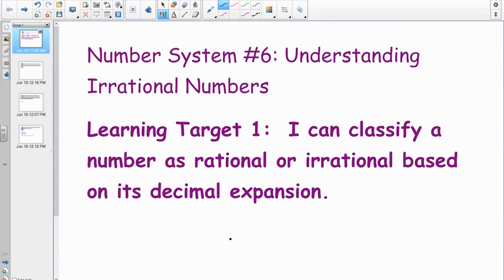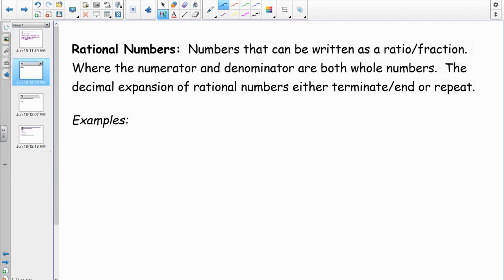Number systems, number 6, understanding irrational numbers. Our first learning target is: I can classify a number as rational or irrational based on its decimal expansion. Which means we're going to look at decimals and determine if a decimal is either rational or irrational, based on what we know about those definitions.